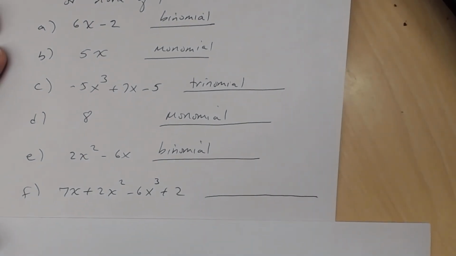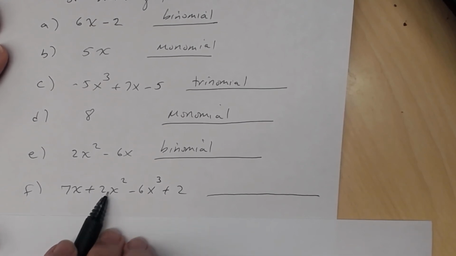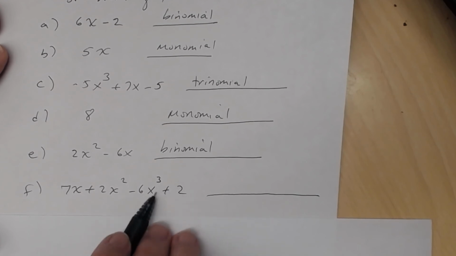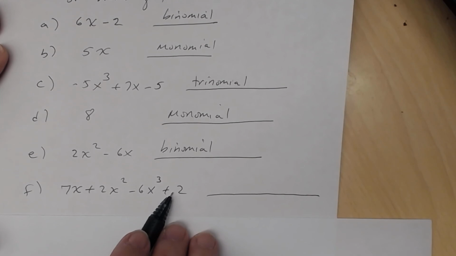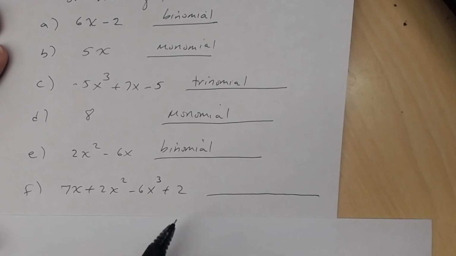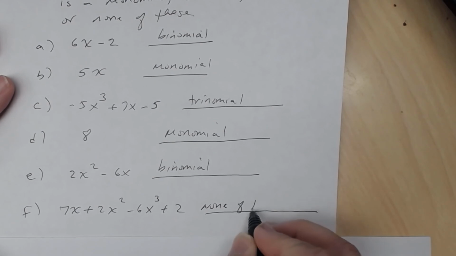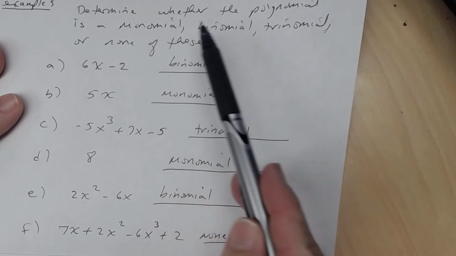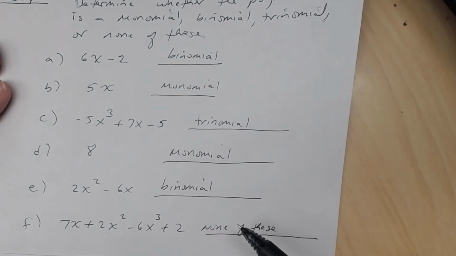And then letter F, you have 7x as 1 term, +2x squared is the second term, a -6x cubed is the third term, and then a +2 is the fourth term. Now remember, this polynomial has 4 terms. Is there a special name for a polynomial with 4 or more terms? The answer is no. So you're just going to say it's none of these. It's still a polynomial, but we don't have a special name. Meaning that it's not a monomial, it's not a binomial, and it's not a trinomial. It's just none of these.